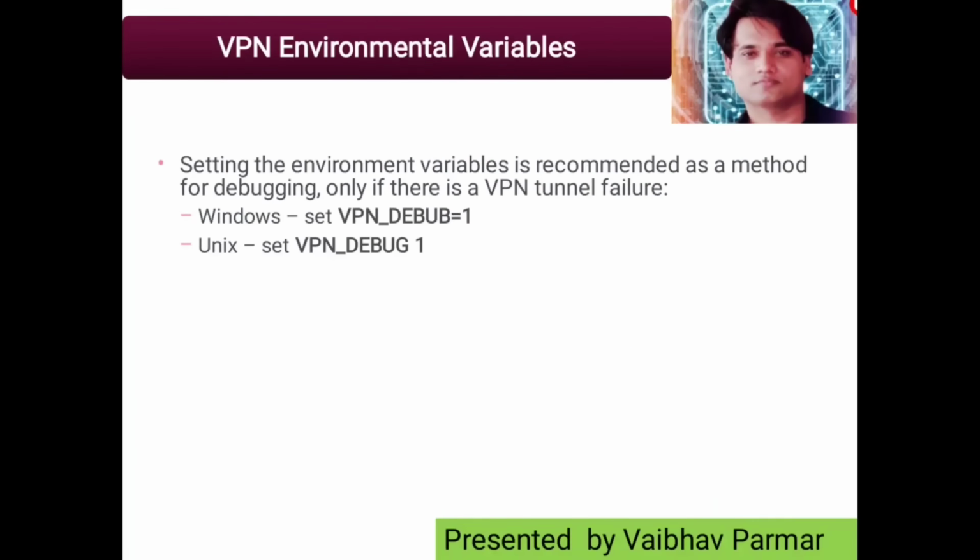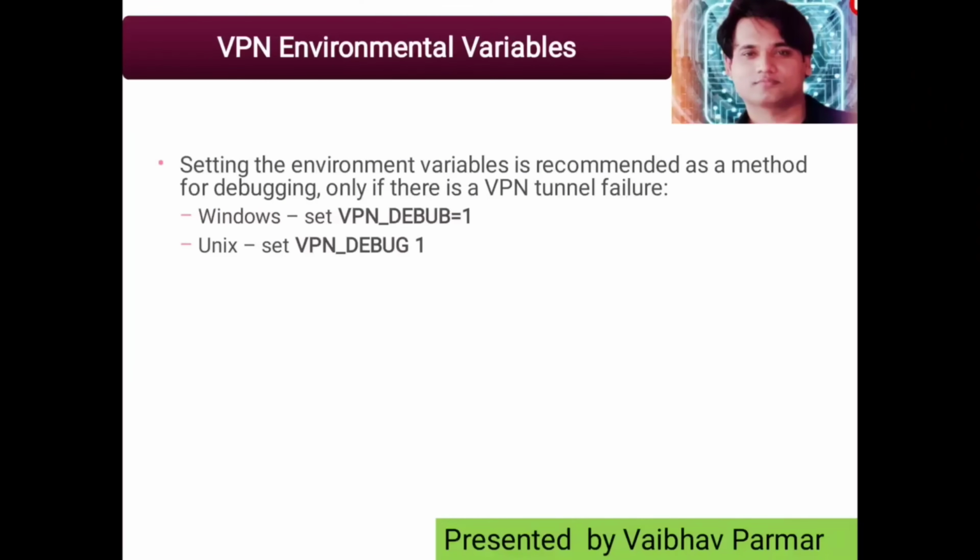VPN environment variables: setting the environment variable to enable logging should only be performed in circumstances where VPNs are failing. The following are the commands to enable the variable. For Windows, set VPN_DEBUG equal to 1, and for Unix, set VPN_DEBUG 1. In previous versions, Check Point recommended setting the environment variable to enable VPN debugging. As of NG firewalls, vpn debug on is the preferred method. Setting the environment variable is recommended as a method for debugging only if there is a VPN tunnel failure.